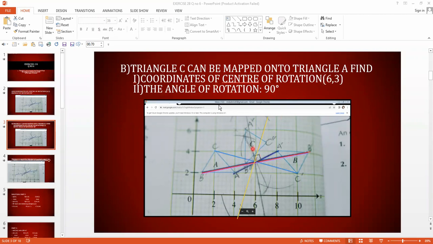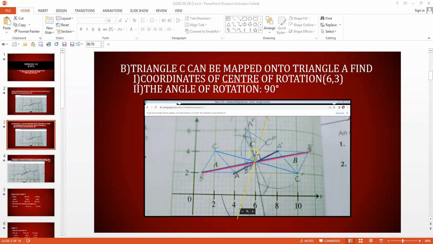Look at this blue and red line. Look here, this and this. Yes, it makes a 90 degree angle. And so the coordinates of the center of rotation are 6 and 3, and the angle of rotation is 90 degrees.